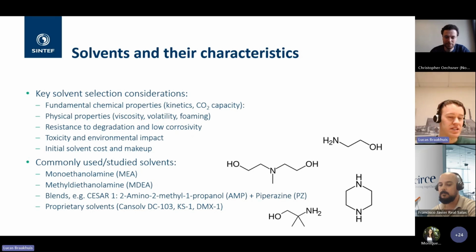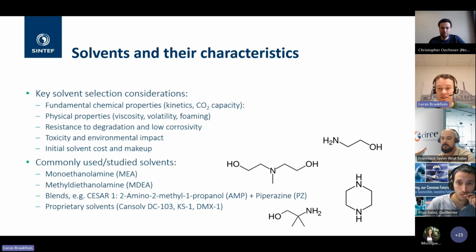Also important is the resistance to degradation, so the stability of the solvent in the environment and the corrosivity of the solvent.